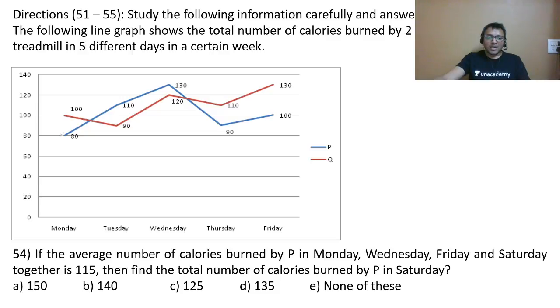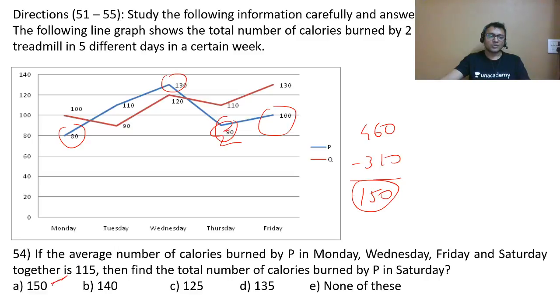So Monday, Wednesday, Friday, and Saturday. For P, the average is 115, so the total should be 460, from which these three put together is 310. So the answer will be the balance, 150. A option. So 80, 130, 100, total is 310, and 115 into 4 is 460. So the difference will give you 150 as the answer.